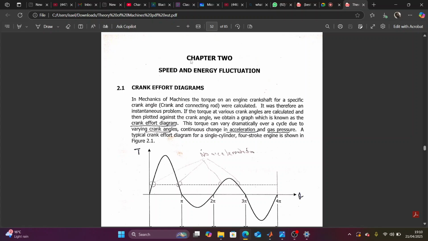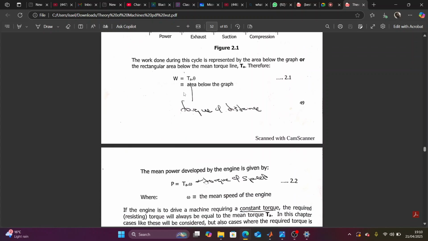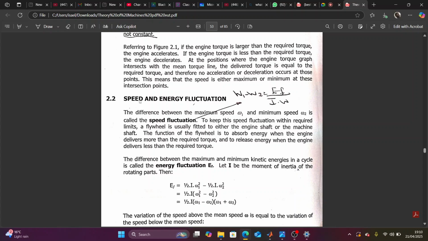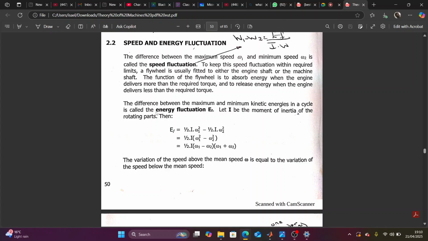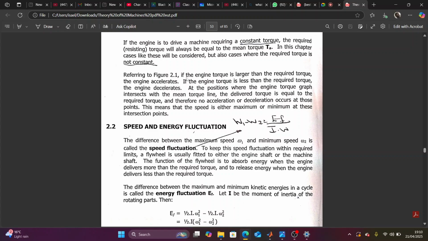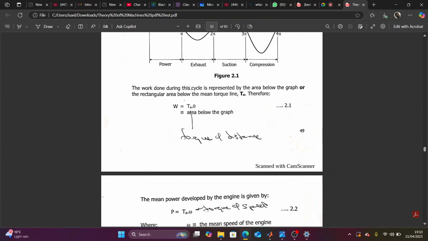Okay. Speed and energy fluctuation. You have a crank pin. What else do you have? You have work, you have power. I'm gonna keep it short for you. In this chapter, it will be all about solving the energy of fluctuation. What will be changing here? You see there are different formulas. Power, whatever. Don't worry, you will see as we solve it.